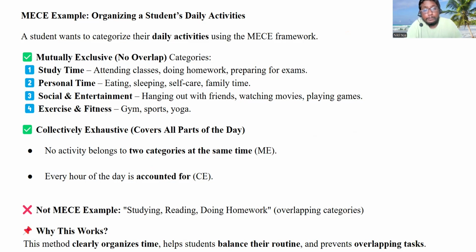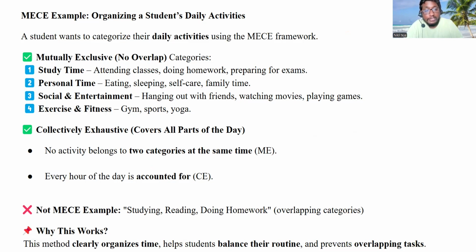So yeah, a not-MECE example. Studying, reading, doing homework is one of the not-MECE examples. Why? Because things are overlapping. Studying and reading are vague, right? So things are overlapping. But MECE is nothing but there will be different categories, and those categories all are covered in a particular day, so it is collectively exhaustive, right?